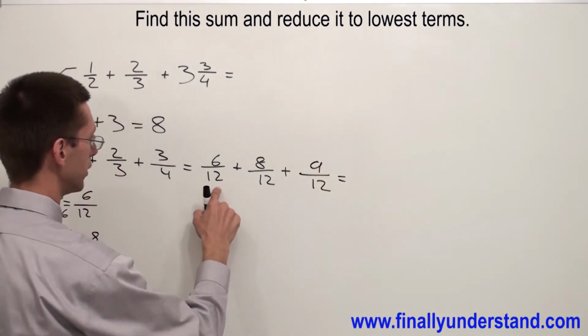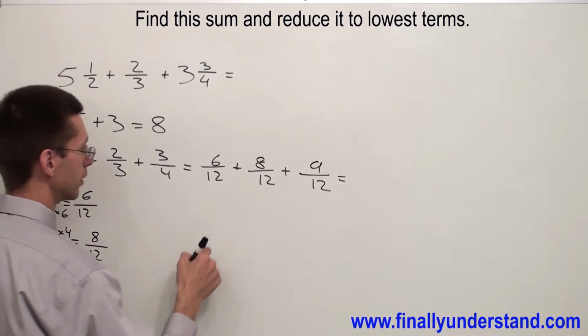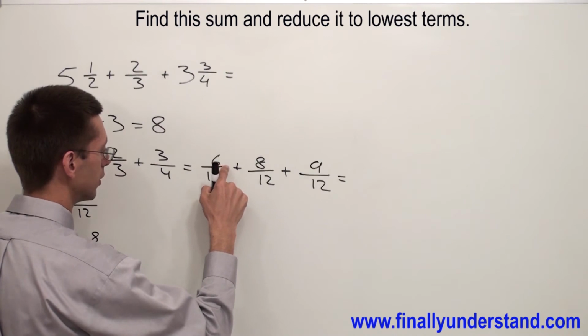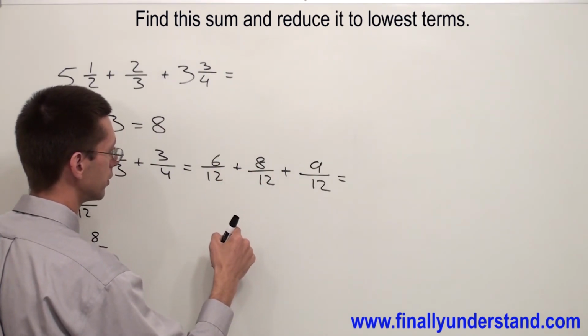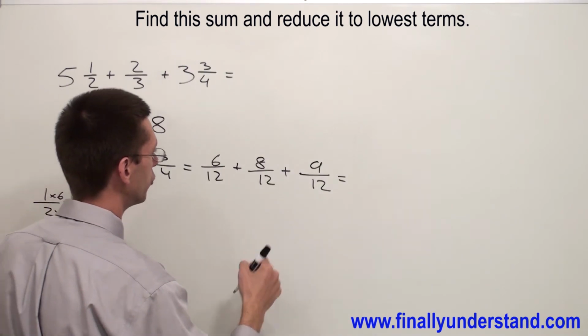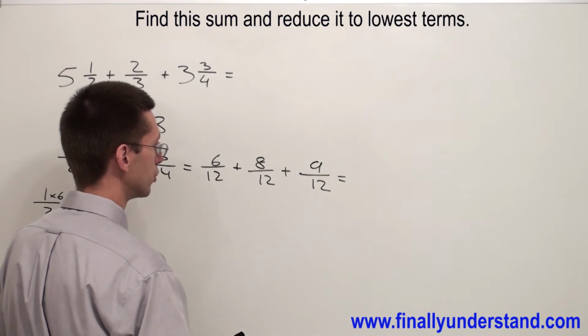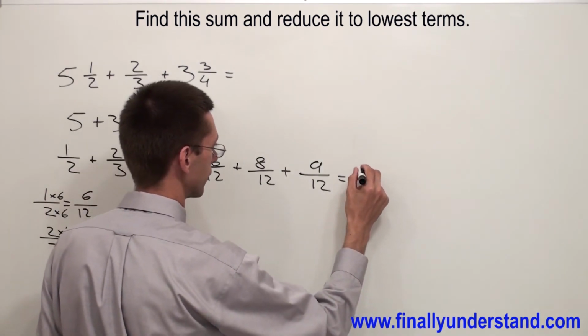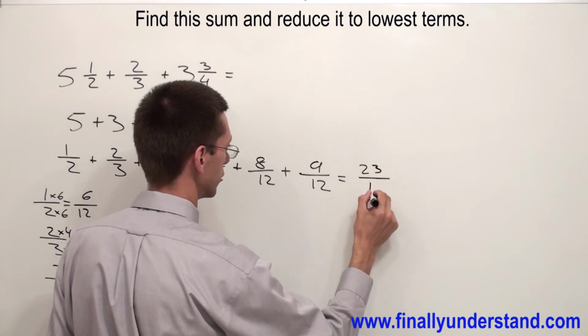I have common denominator 12. I can add the numerators. Okay, 6 plus 8 is 14. Okay, 14 plus 9 is 23. 23 over 12.